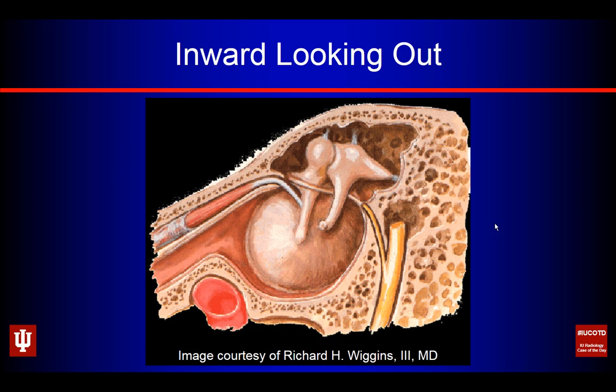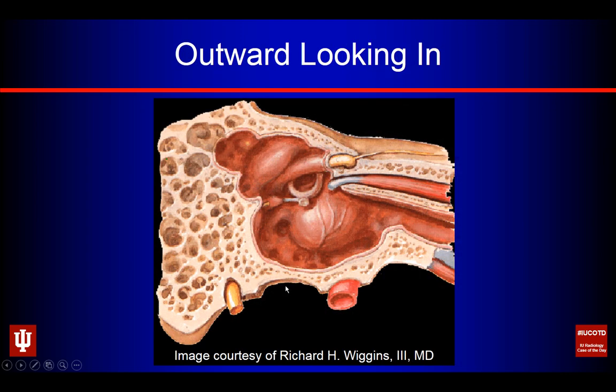Okay, so we've got our middle ear. This is sort of inward looking out. We can see lots of structures, stapedius muscle, we've got our ossicular chain, we've got tympanic membrane, we've got facial nerve and branches, we've got our internal carotid artery down below. Start to dissect some of this and look at some of the other structures.